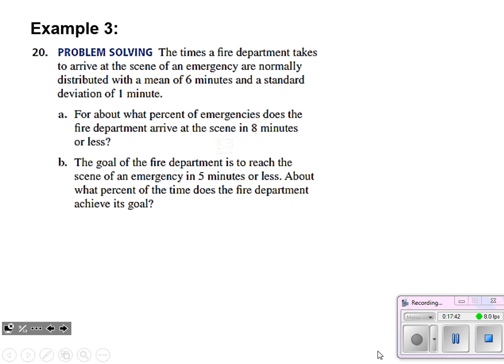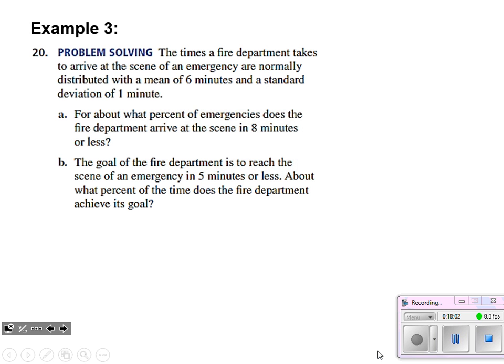Okay, so we read the graphs, we understand the percentages and how to add them up. We looked at a situation that just dealt with numbers. Now let's apply it to a real-world situation. The times a fire department takes to arrive at the scene of an emergency are normally distributed with a mean of 6 minutes and a standard deviation of 1 minute.